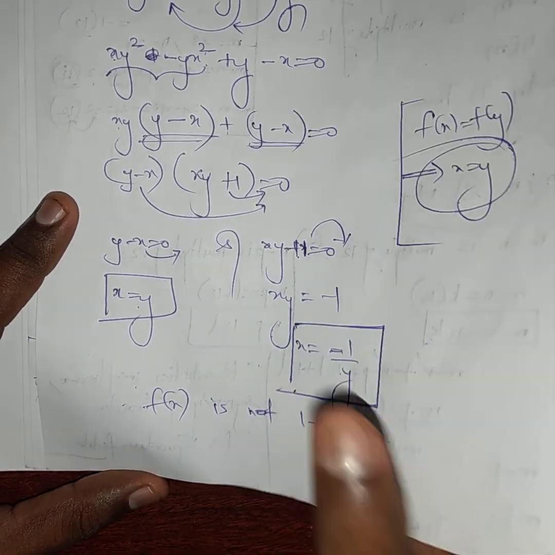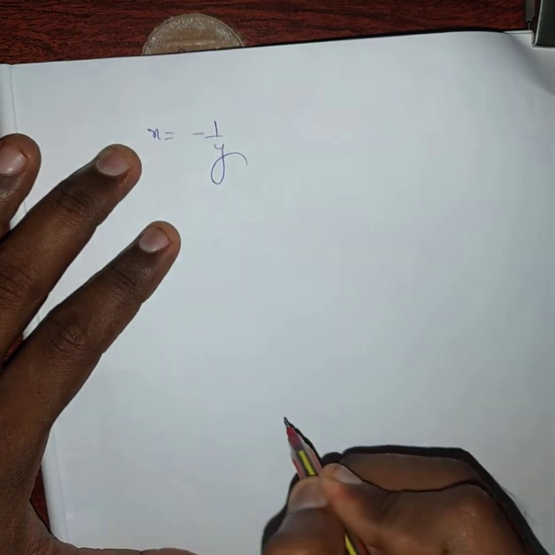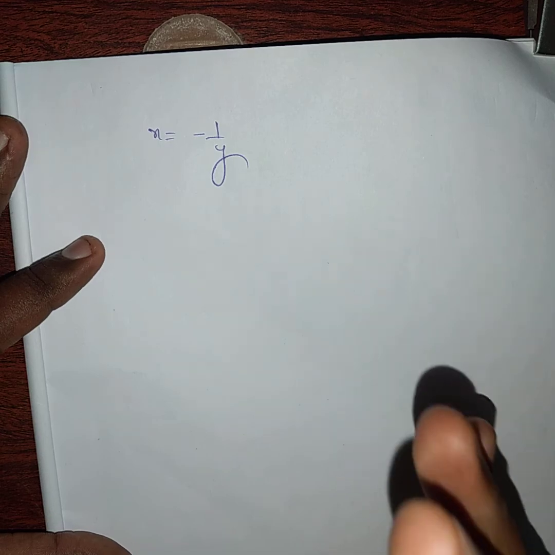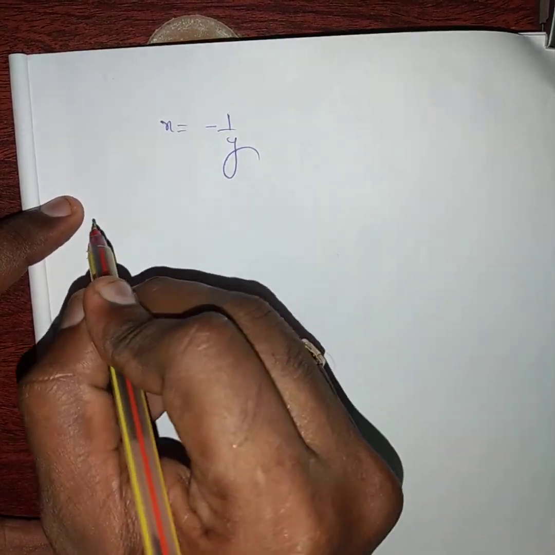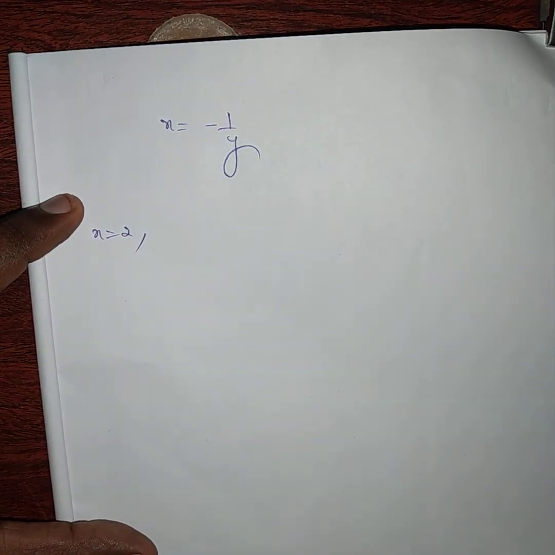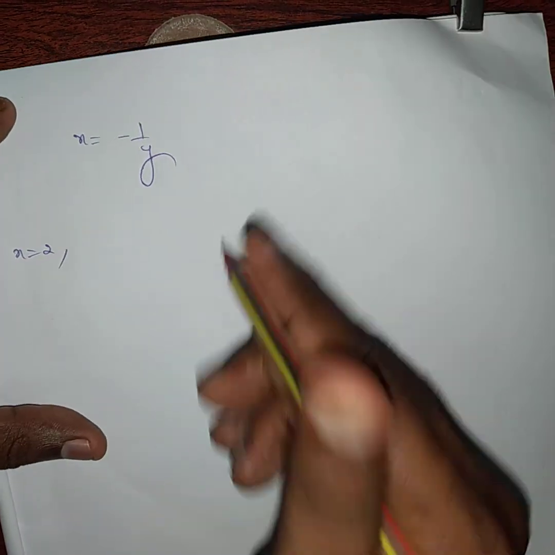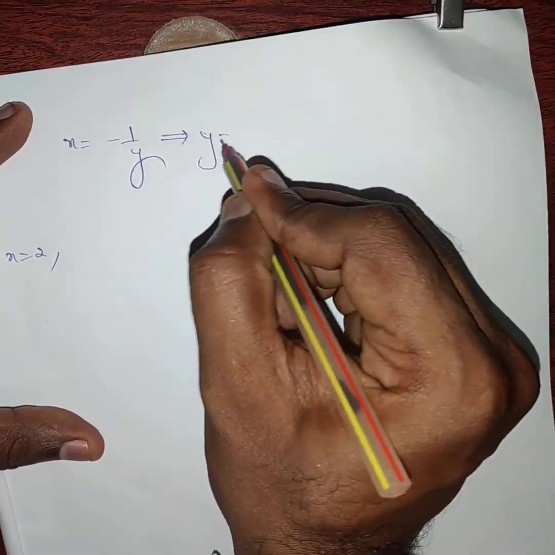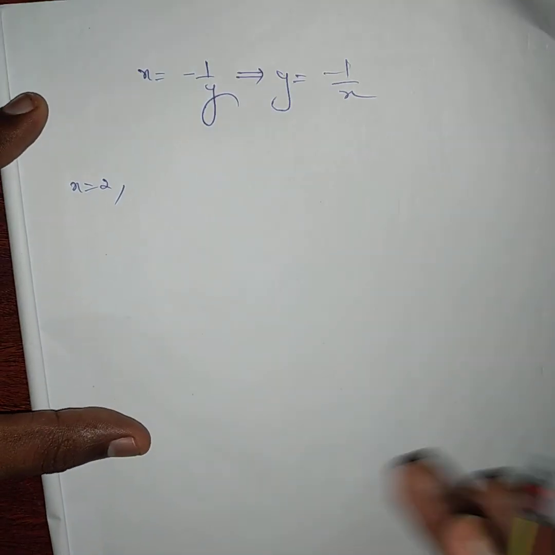x is equal to minus 1 by y. Take x is equal to minus 1 by y here. We can take any numbers except minus 1 and 1. So if we are going to take x is equal to 2, or I can choose some other. In place of x is equal to minus 1 by y, I will write y is equal to minus 1 by x.